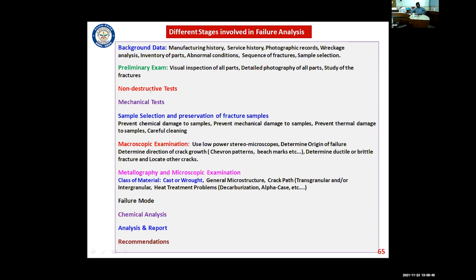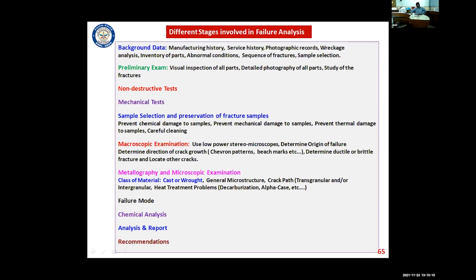It may be dye penetrant or X-ray radiography, ultrasonic test, and magnification depending upon the requirement. And we'll do some mechanical tests if required: hardness, tensile, impact test, fracture toughness, fatigue, or this kind of thing. And also sample selection is very important in failure analysis. And also microscopy examination. Suppose, as I mentioned, the stereo microscope determines the origin of failure and the direction of crack growth.